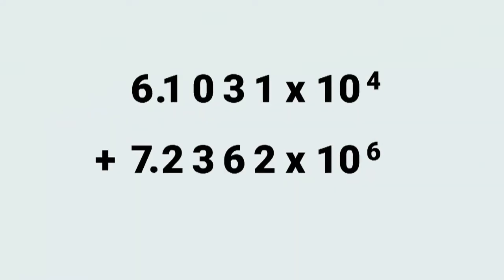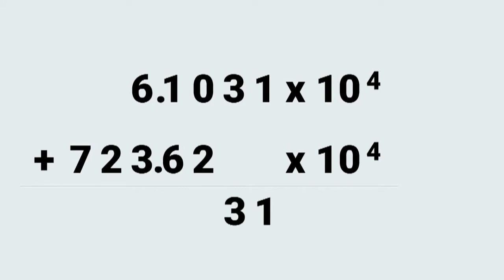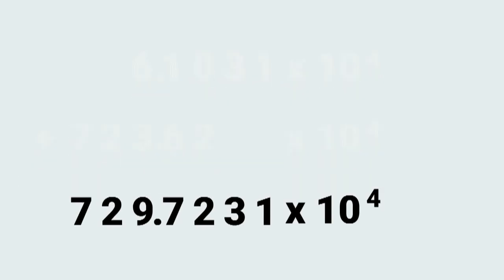Let's use this example. We can see both numbers have different exponents. So the first thing to do is to make both of them equal. We know that when the decimal point is moved to the right, the exponent decreases. So we will move this decimal point until both the exponents become equal. Now that they have the same exponents, we will add these two numbers and write the result followed by 10 to the power of the same exponent.